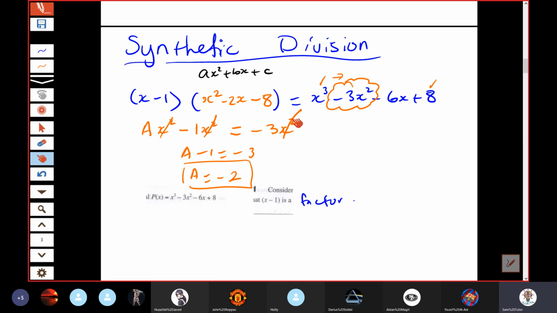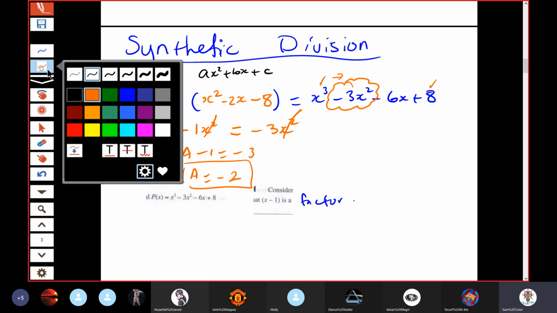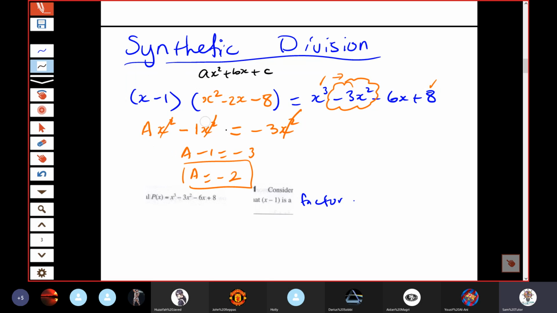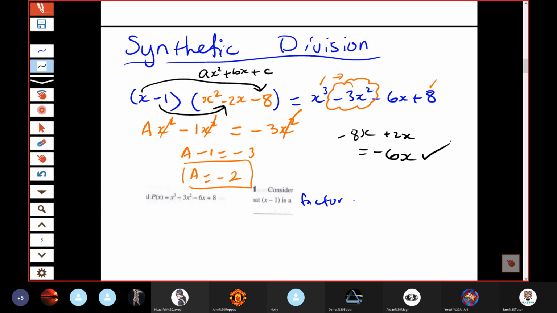And then let's check if it's right. If it's right, I should get negative 6x, right? Let's see. If it's right, my last term should just work like a puzzle. Well, how do I get x's? This guy multiplied by this guy gives me negative 8x. This guy multiplied by this guy gives me a positive 2x. That would simplify to, wow, boom.